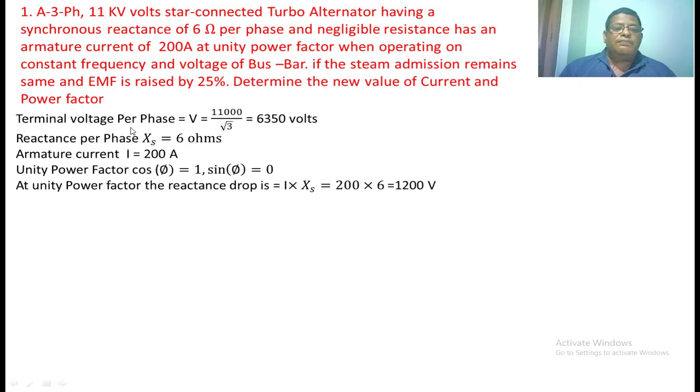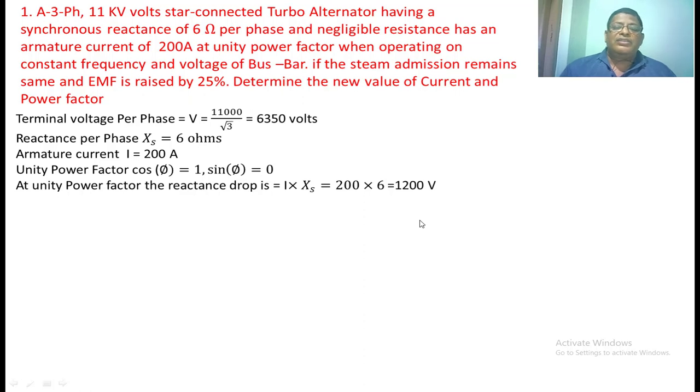The terminal voltage per phase V equals 11,000 by root 3, so we get 6,350 volts. Synchronous reactance is given as 6 ohm. Armature current at unity power factor is given, I equals 200 amperes. Unity power factor means cos phi equals 1, whereas sin phi equals 0. The reactance drop at unity power factor is I into Xs equals 200 into 6, equal to 1200 volts.